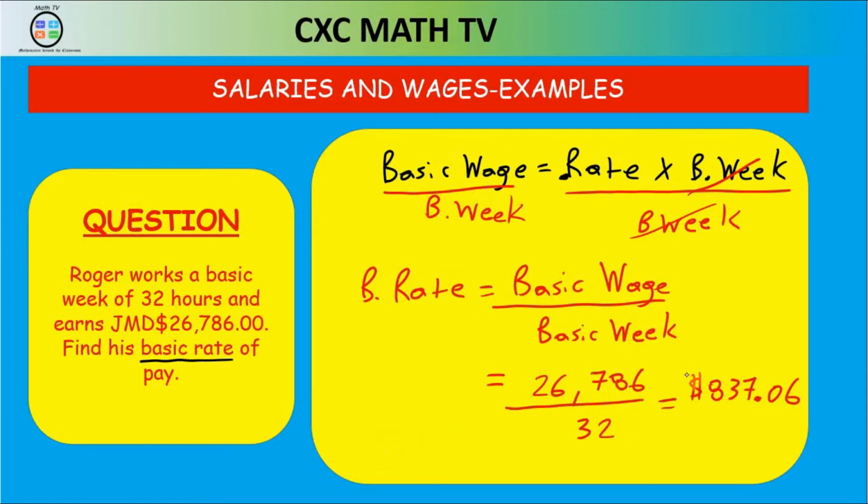So we can say Roger is paid $837.06 per hour. That's his basic rate. That's not bad. $837.06. That's not bad, right? Well, it depends. Alright? So that's Roger's rate that is being paid per hour.